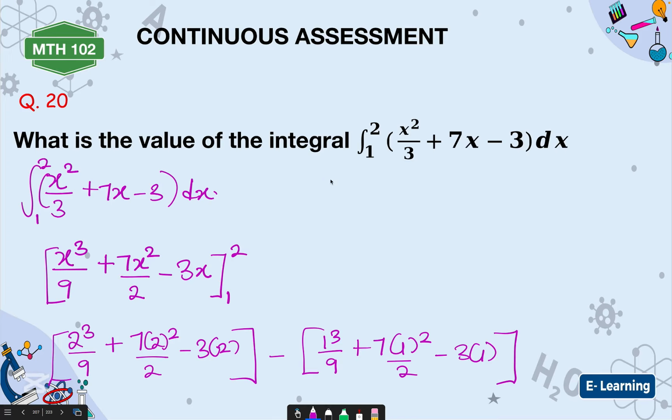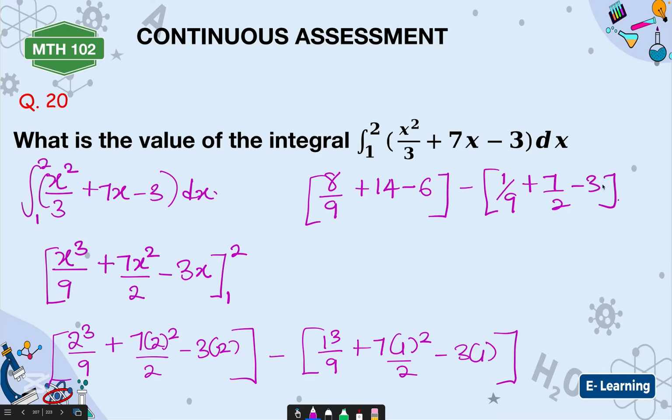2 raised to the power of 3 is what? 8/9. 2 squared is 4 times 2, plus this is 14. Multiplied by 7 is 14. Minus 3 times 2 is how many? 6. Minus 1 raised to the power of 3 is 1/9 plus 7/2 minus 3. And then at the end of the day, 14 minus 6 will give us 8.